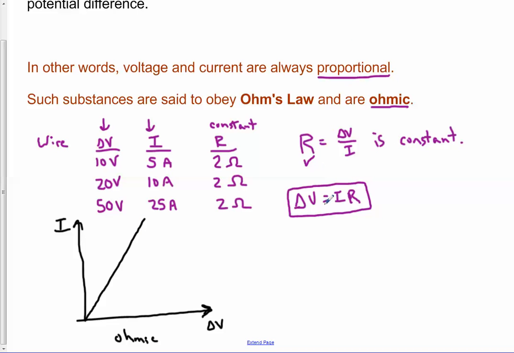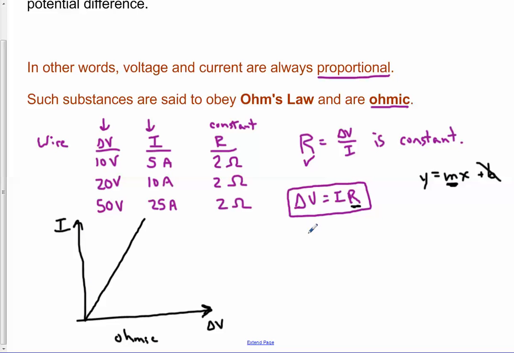So y equals mx plus b, only the b is 0 here. Y equals mx. Delta V equals IR. And the m is the slope, right? It's the constant, and here R is the slope. Except for one thing, m is multiplying x here, and usually x is the horizontal. In delta V equals IR, I have the constant multiplying I, but I made I the vertical axis here.